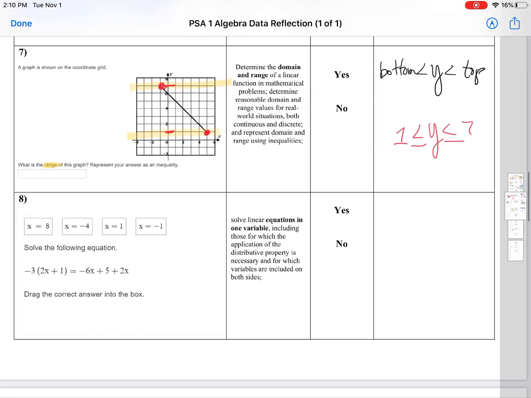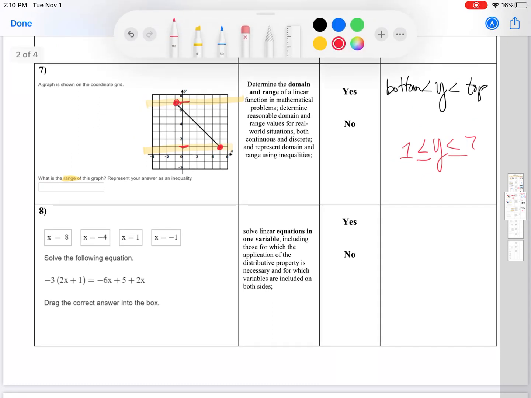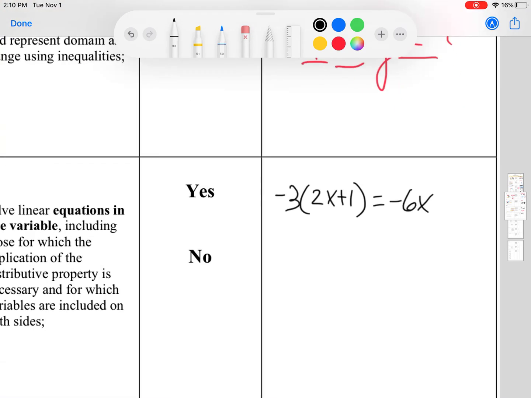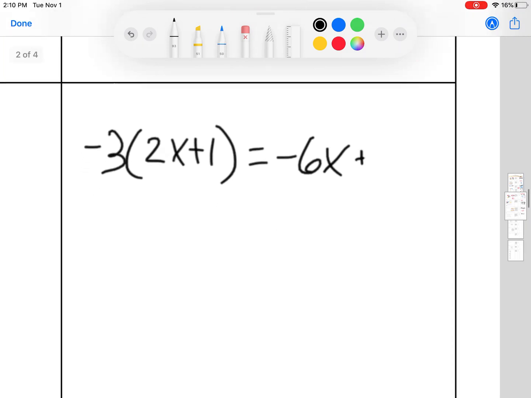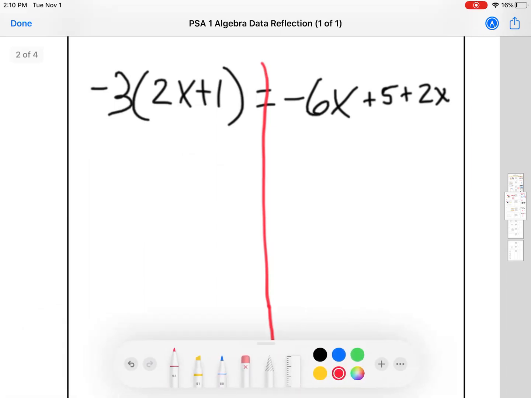All right, number 8 is just like the one we did earlier. It's just solving a regular old equation. So it says -3 times (2x + 1) is -6x + 5 + 2x. So to solve by hand, you can follow along with me. Hopefully by now you're a little bit more comfortable with solving equations.